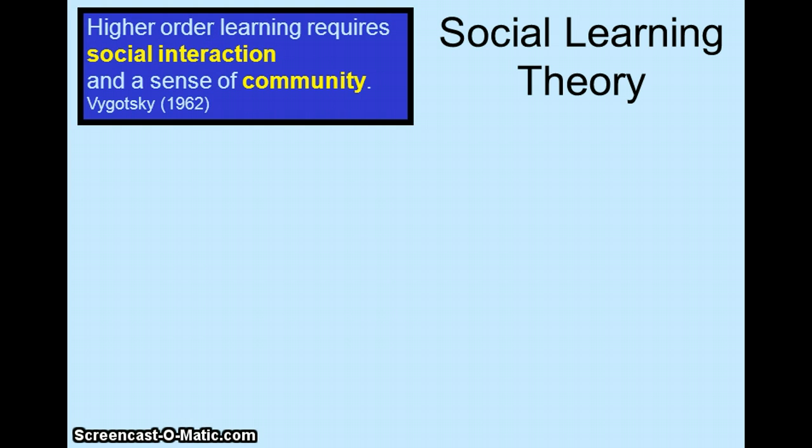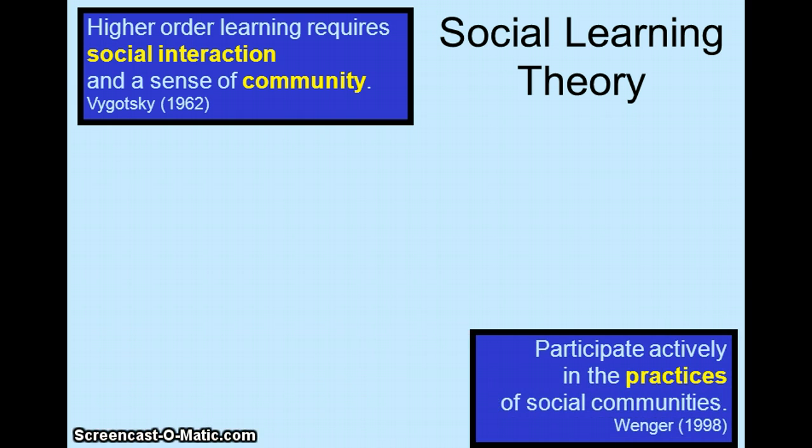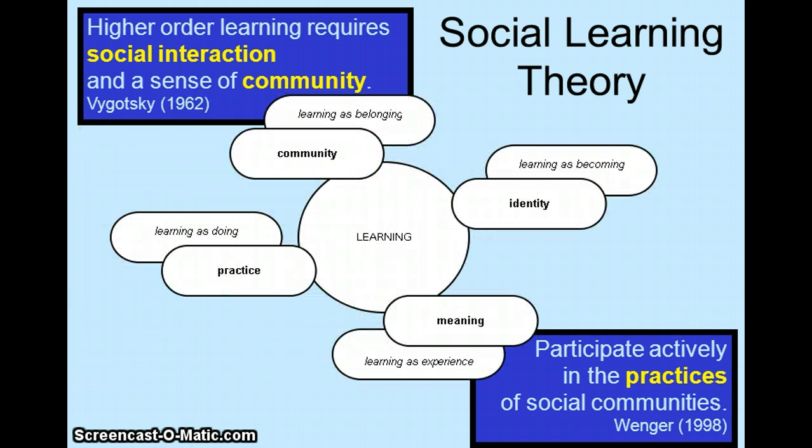Social learning theory says that we learn best by interacting with others in social settings. In fact, higher order learning requires social interaction and a sense of community. We can talk about communities of practice made up of people who share a concern or a passion for something they do, and they learn how to do it better as they interact regularly with others. We see in this diagram how community and practice join with making meaning and constructing identity to influence learning.